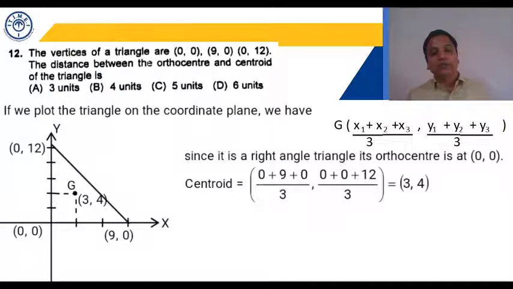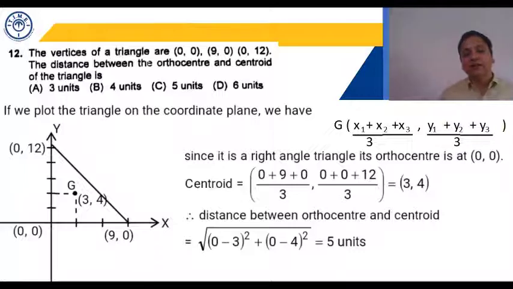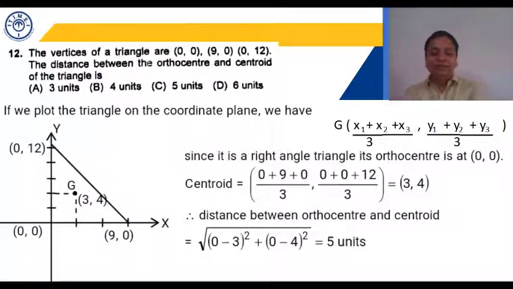Now we know the orthocenter, and we know the centroid. The question asks for the distance between the orthocenter and centroid, so let's apply the distance formula. One point is the origin, the other point has coordinates 3, 4. The distance formula is the square root of x2 minus x1 whole square plus y2 minus y1 whole square. That is 0 minus 3 whole square plus 0 minus 4 whole square. 3 square is 9, 4 square is 16, 16 plus 9 is 25, and its square root becomes 5 units.